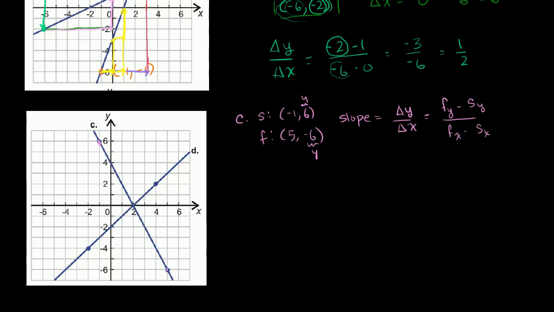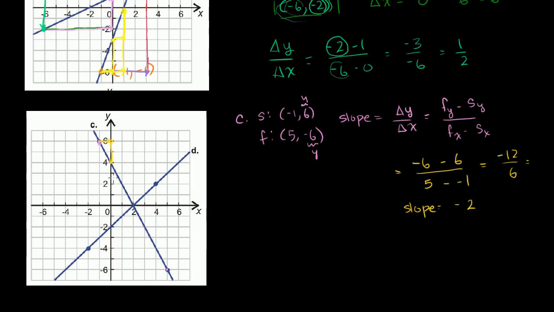And if that confuses you, all I'm saying is it's going to be equal to our finishing y point, which is negative 6, minus our starting y point, which is 6, over our finishing x point, which is 5, minus our starting x point, which is negative 1. So this is equal to negative 6 minus 6 is negative 12. 5 minus negative 1, that is 6. So negative 12 over 6, that's the same thing as negative 2. And notice, we have a negative slope here. Negative slope. That's because every time we increase x by 1, we go down in the y direction.